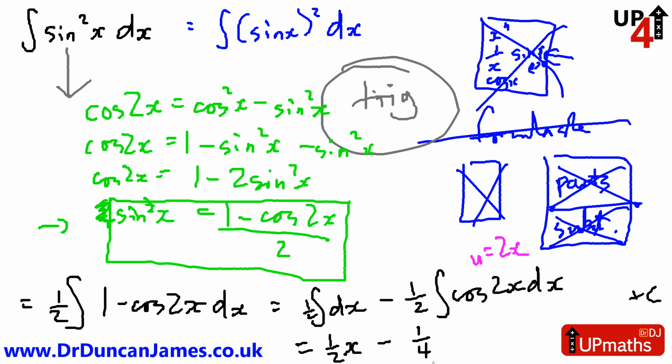Right, so sine differentiates to cos, so I don't need to change the sign. So it's sine 2x. And let's just move the plus c across, just for neatness. There we go.